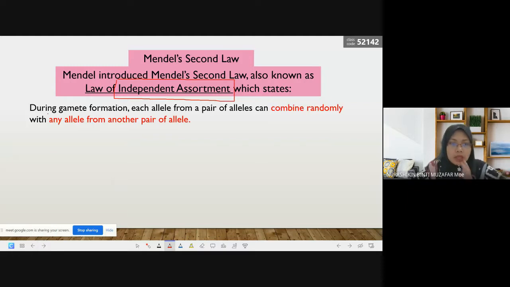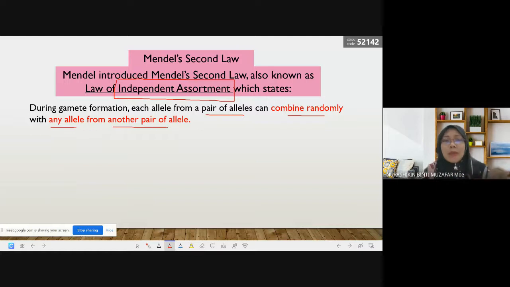Okay, this is the meaning. During gamete formation, each allele from a pair of alleles can combine randomly with any allele from another pair of alleles. If you look at the earlier picture, we also take out the gametes. Then what happened to the alleles? The pairing of alleles, we can take out many of them and then they can combine randomly. That's why we come out with the Punnett square.